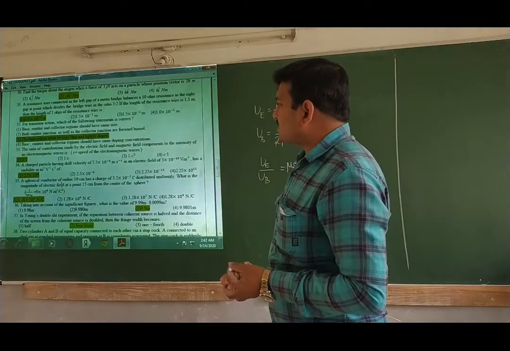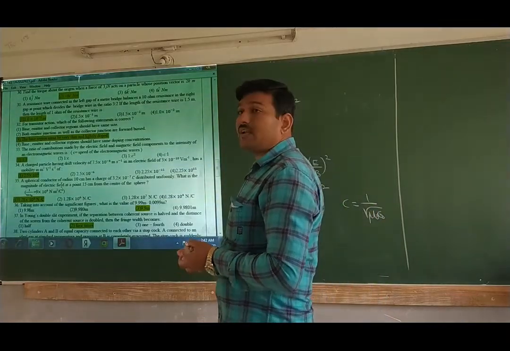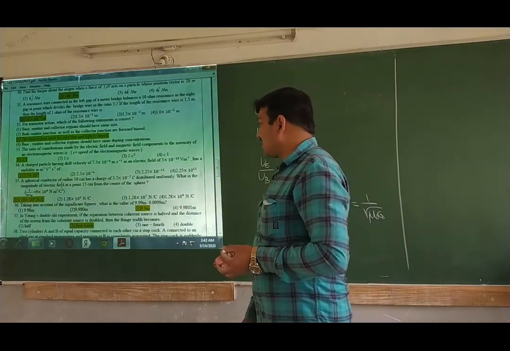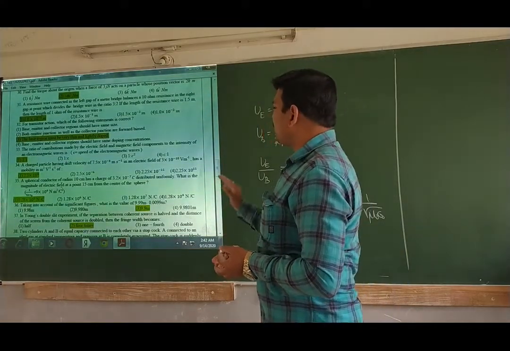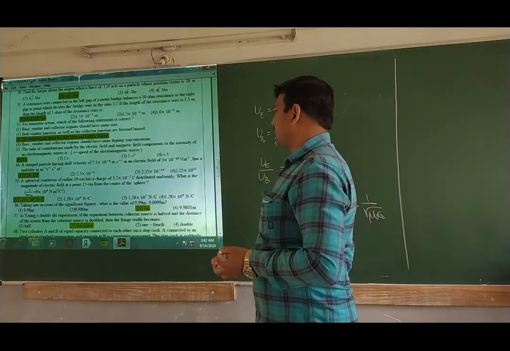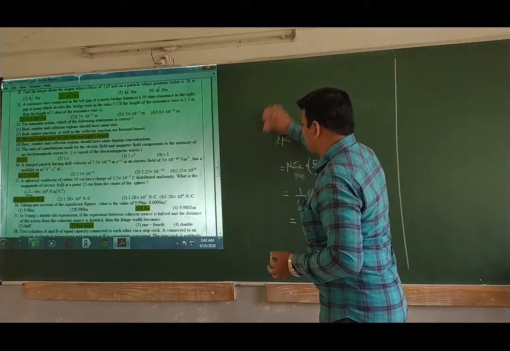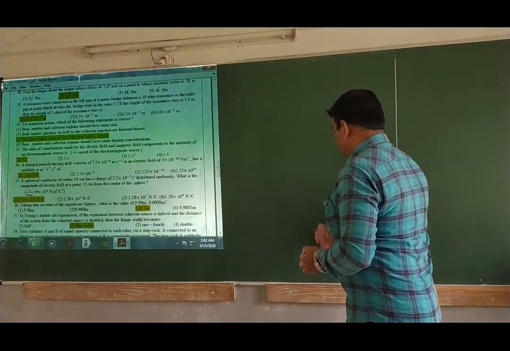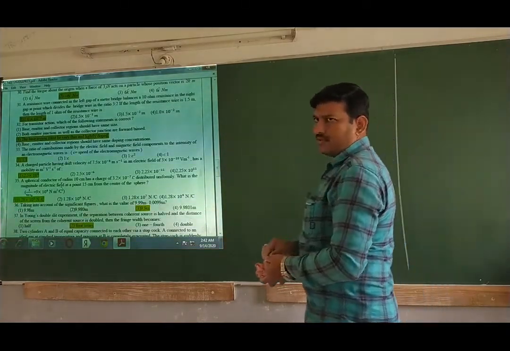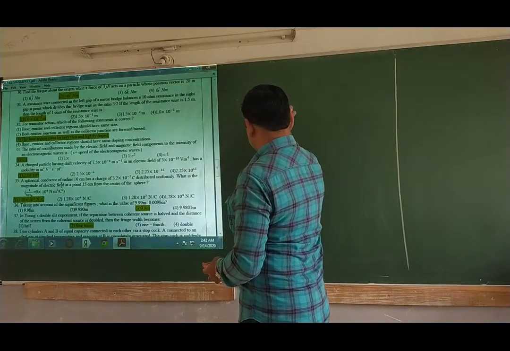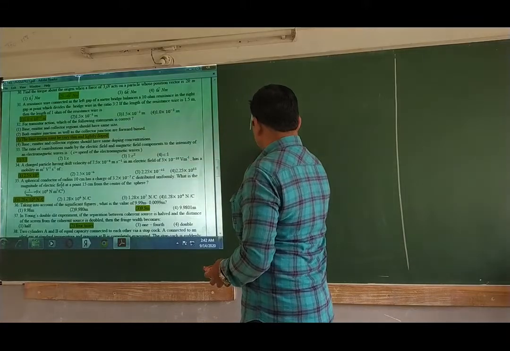34. A charged particle having a drift velocity of 7.5 × 10^-4 meter per second in an electric field of 3 × 10^-10 volt per meter has a mobility. Mobility is nothing but mu, which is equal to drift velocity per unit electric field intensity. Basic formula: mobility mu is equal to drift velocity divided by electric field.